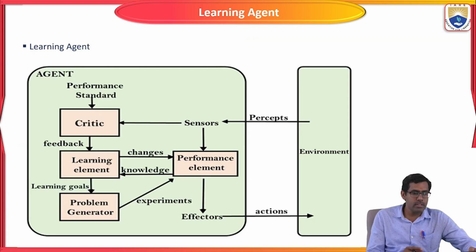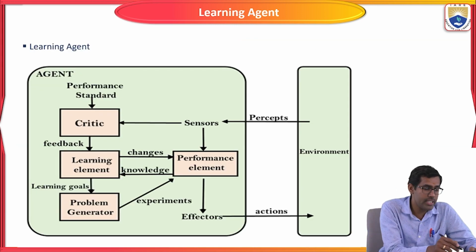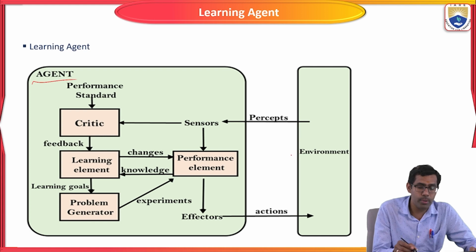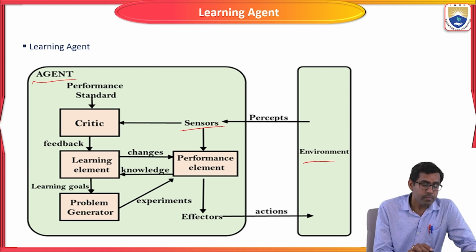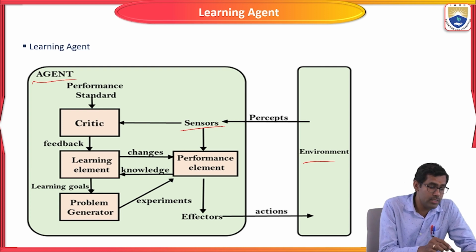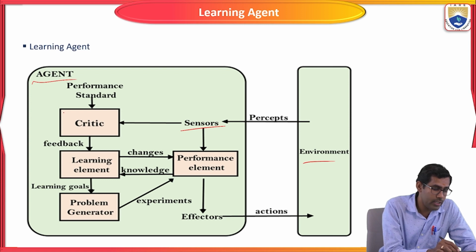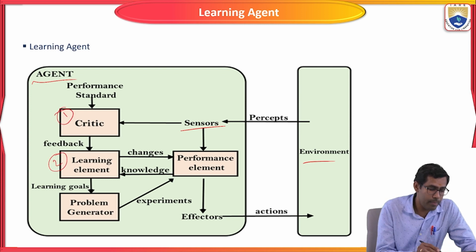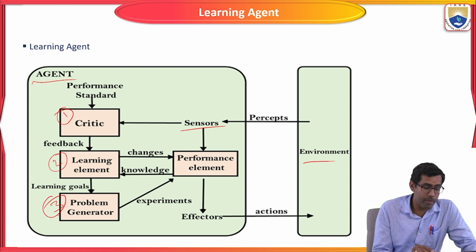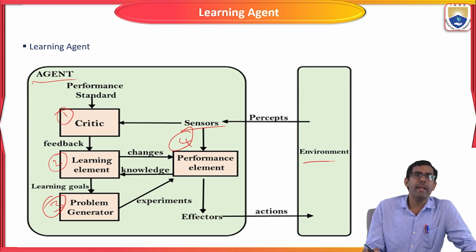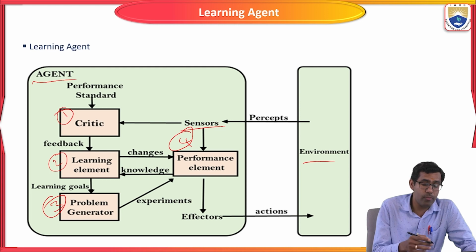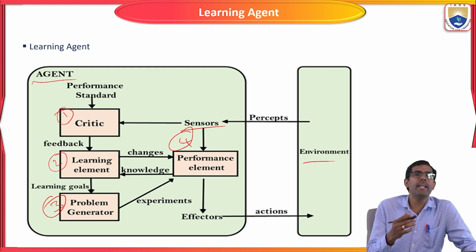Okay, the next one is the same diagram. One agent is there. That agent is going to observe something through the sensor in the environment. Then, based on the performance standard, the first is a critic, the second is the learning element, the third is the problem generator, the fourth is the performance element. Based on these, what the sensor observed from the environment is going to result in action.